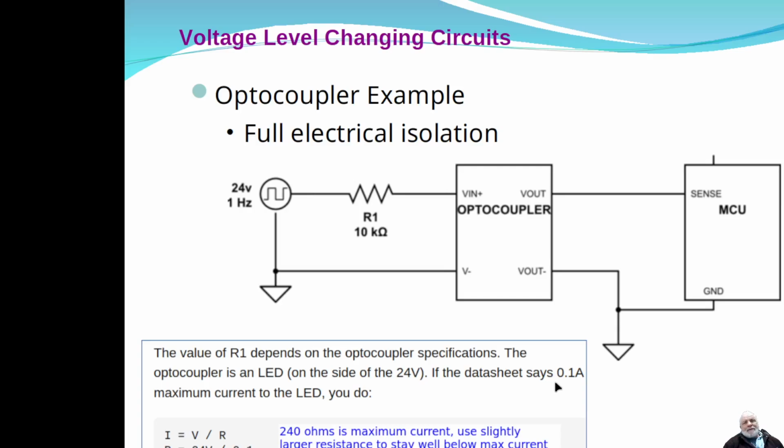Now notice though, if the data sheet is saying that this thing can handle 0.1 amps, what they're saying is that the diode inside of there needs quite a bit of current. So if you try to feed it with 10 milliamps, that's not going to do it. Okay, so what we're saying here is if you just hook up your BeagleBone and try to power this optocoupler, you're not going to do it.